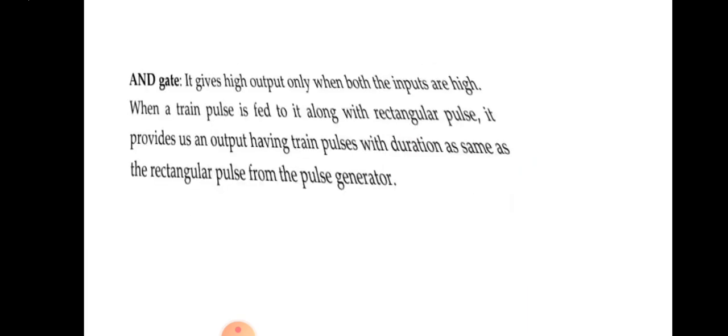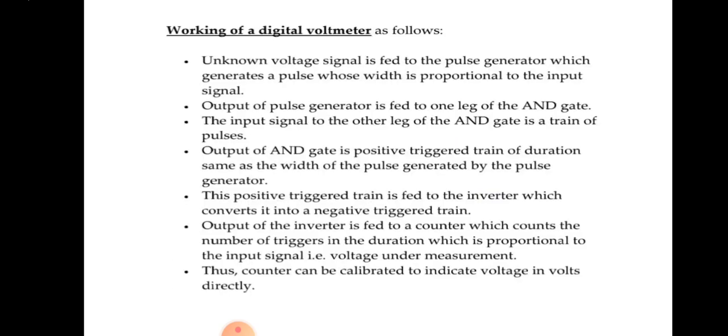So this is the complete working of the digital voltmeter. Now we will see the working of the digital voltmeter. The same points are explained here, so we will revise it once again. The unknown voltage signal is fed to the pulse generator, which generates a pulse whose width is proportional to the input signal. The second point is the output of the pulse generator is fed to one leg of the AND gate. The input signal to the other leg of the AND gate is a train of pulses.